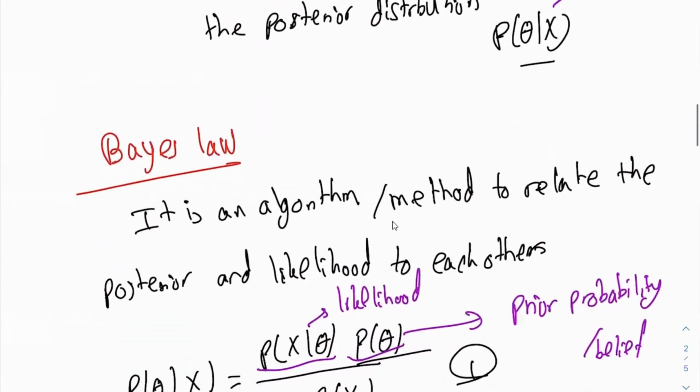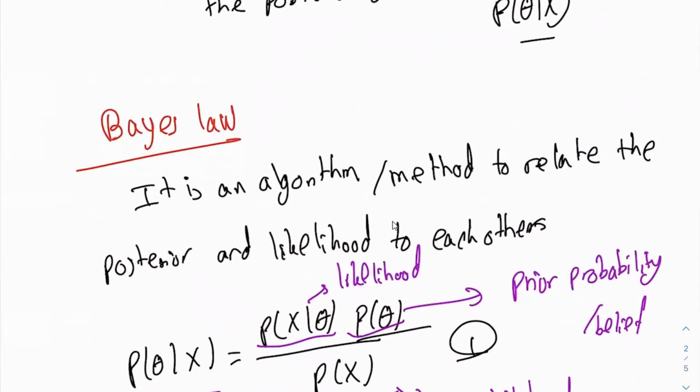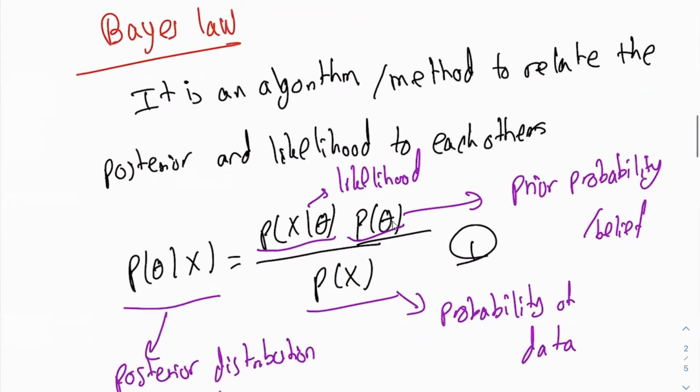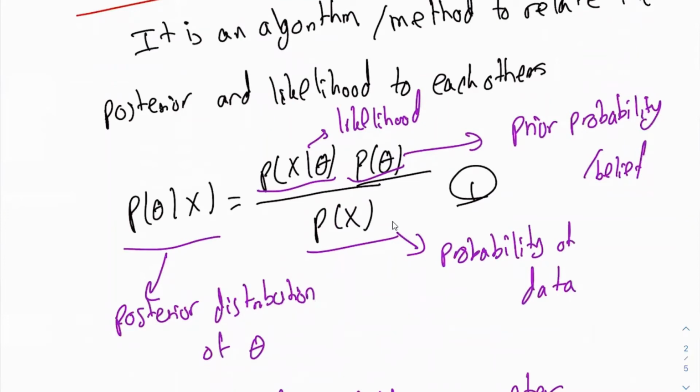Bayes' law is a method to relate the posterior and the likelihood distribution together, or to relate two conditional probabilities together. It can be used in general in any mathematical equation or any mathematical modeling. Let's say the parameter theta is the parameter that you want to estimate. In a Bayesian approach, you have some prior belief about the parameter before you even collect the data. This prior belief is this P of theta on the right-hand side of equation 1.